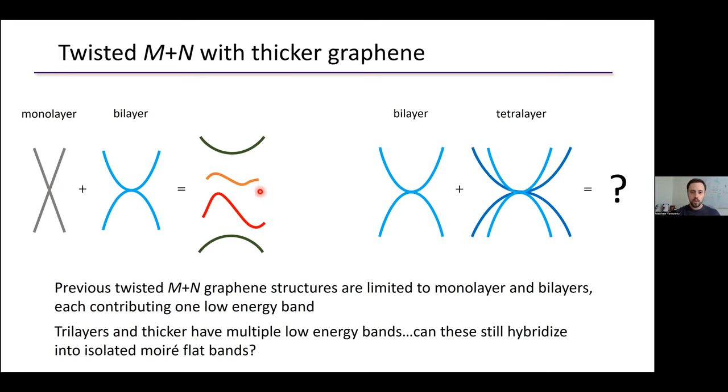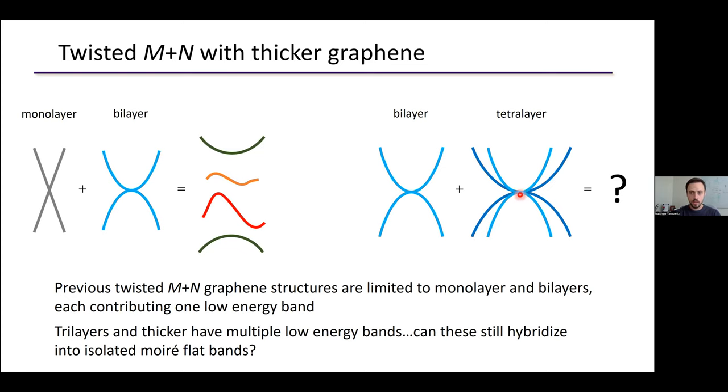But now I want to think about whether thicker Bernal few layer structures can do the same thing. And the additional challenge here is that if I look at a trilayer, tetralayer, five layers, now we get additional bands that also exist at low energy.